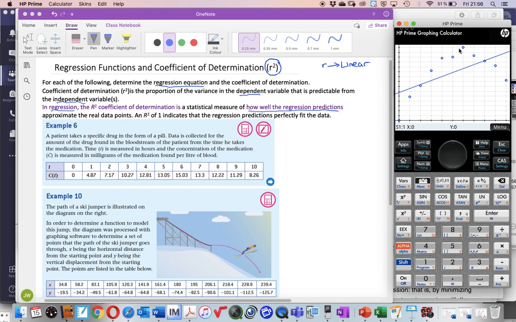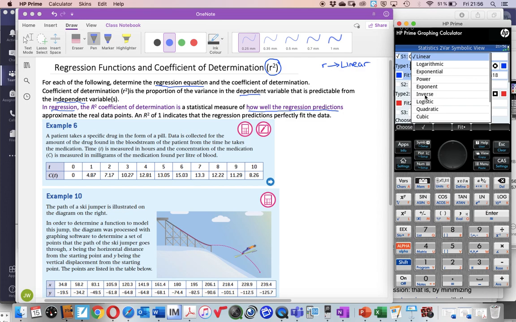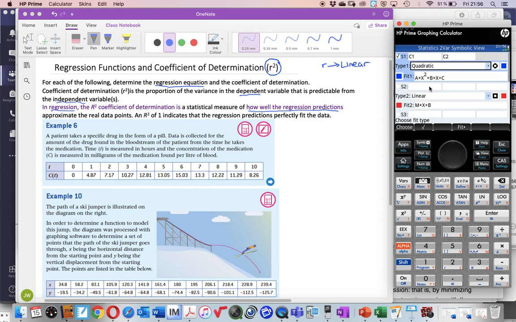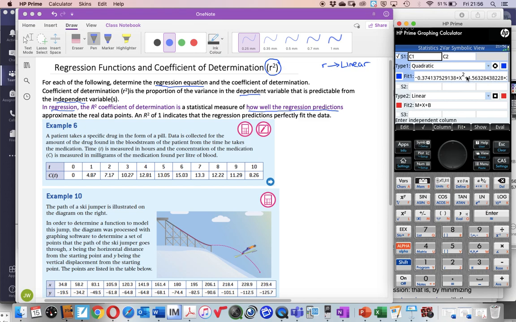Now clearly, hopefully you can see this is quadratic, okay? So what we're going to do now is get a quadratic fit instead. We're on C1, C2, and then we go to, let's find our quadratic. Okay, there we go. And then when I hit plot, you can see that this is a much better fit. And if you go back, there's the equation.